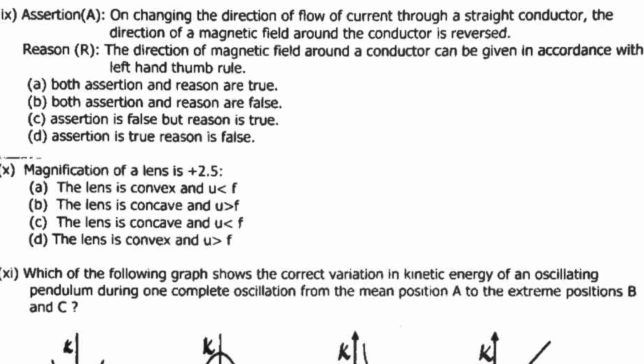Assertion: on changing the direction of flow of current through a straight conductor, the direction of the magnetic field around the conductor also is reversed. Is it correct? The direction of the flow of current is reversed, so the direction of the magnetic field also will be reversed, right? So the assertion is true. And what is the reason?